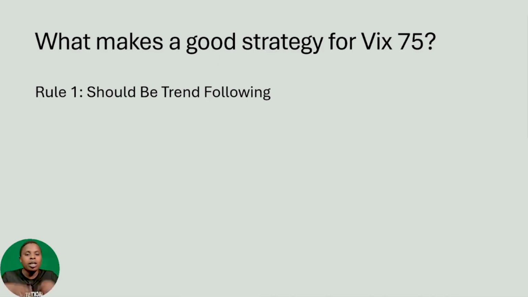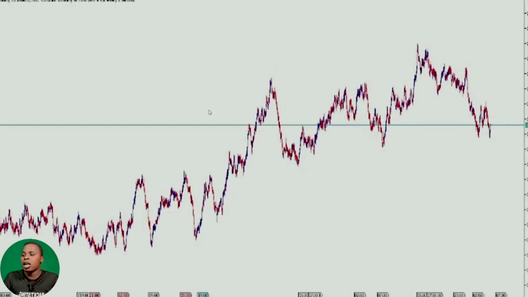So rule number one, the strategy should be trend following. Never ever go against the long-term trend if you are trading volatility 75 index. Why? Because this instrument can trend for days in the same direction. I'm going to show you what I mean by this. You can see that this is volatility 75 index, and this is the 5-minute time frame. You can see how big this trend is. This might not look as big as you might see, but from here to here, this is a very huge trend, especially for a 5-minute time frame.